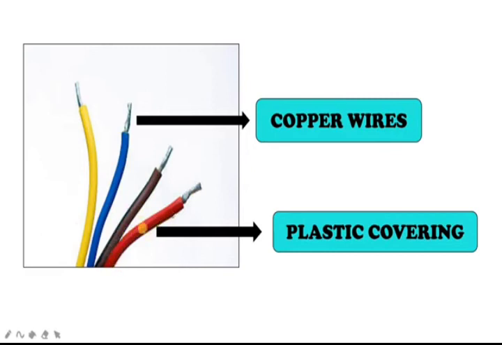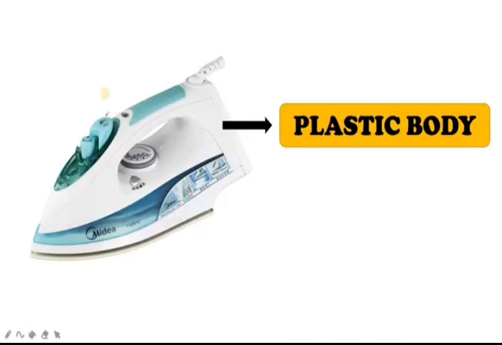Why are we using plastic covering? Because plastic is a poor conductor. It protects from getting electrical shock. If any breakage happens, what you have to do? You have to tie it with a plastic covering or any insulator. So inside, the copper wire is the conductor and the outside coating is plastic covering, because plastic is an insulator which will protect from electrical shock.